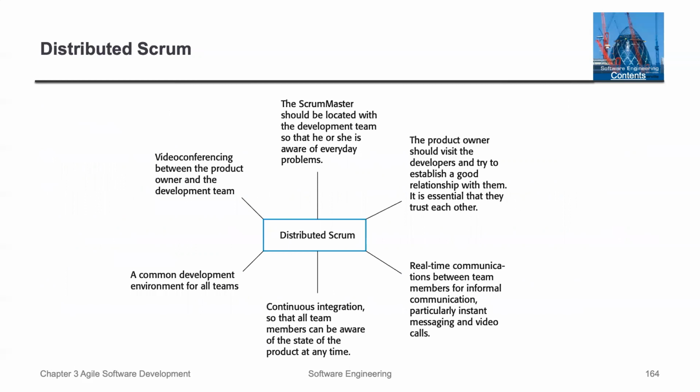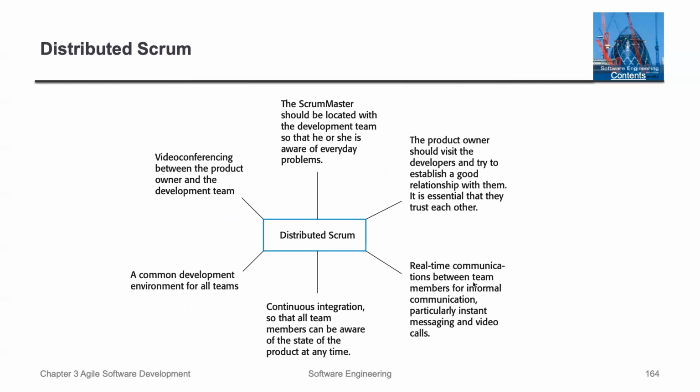So here is a graphic that just shows a distributed Scrum. And so you have the Scrum Master, who should be located with a development team so that he or she is aware of every problem. You have the product owner who should visit the developers and try to establish a good working relationship with them. It is essential that they trust each other.